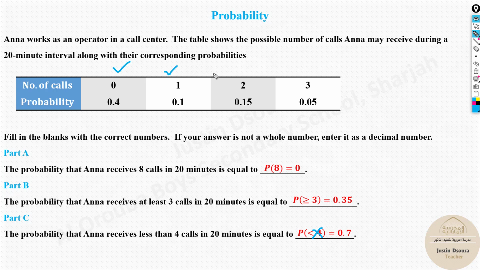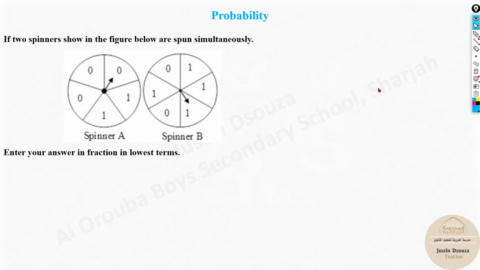It's 0, 1, 2, and 3. Add them all up. This much was 0.65 plus 0.05 would be 0.7. So the answer for this last one is 0.7. So this is how we solve probability models problem.